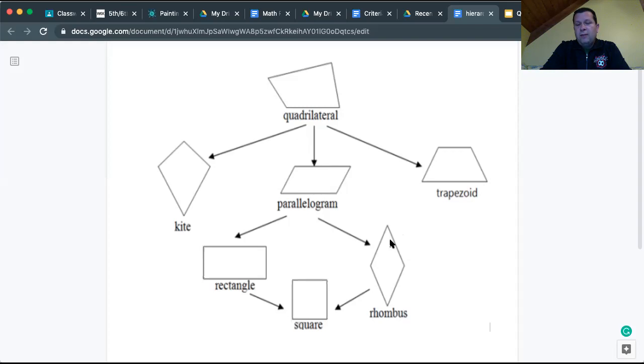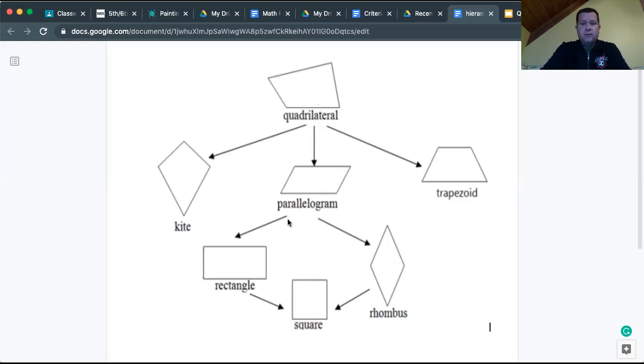Now, a rhombus, and this is where the hierarchy comes into play. A rhombus is also a parallelogram, and it is also a quadrilateral. It is a parallelogram because it does have two sets of parallel sides, just like a parallelogram. It is a quadrilateral because it has four sides. So if I gave you a rhombus, I would say it is a rhombus, it is a parallelogram, and it is a quadrilateral.